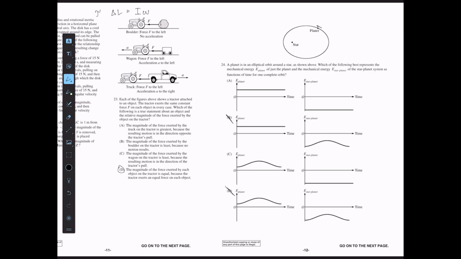Back to the truck and tractor problem. Why is it not A? Truck and tractor. The magnitude of the force exerted by the truck on the tractor is greatest because the resulting motion is in the direction opposite of the tractor's pull.